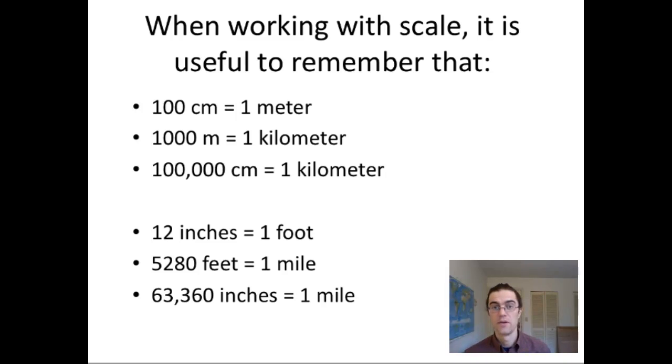And I guess just on that note, when working with scale, it's useful to remember some of these conversions. 100 centimeters is a meter, 1,000 meters is a kilometer. Likewise, 100,000 centimeters then is a kilometer. And 12 inches to a foot, 5,280 feet to a mile, and a whole bunch of inches to a mile. And, yeah, 0.61 miles to a kilometer, sorry.